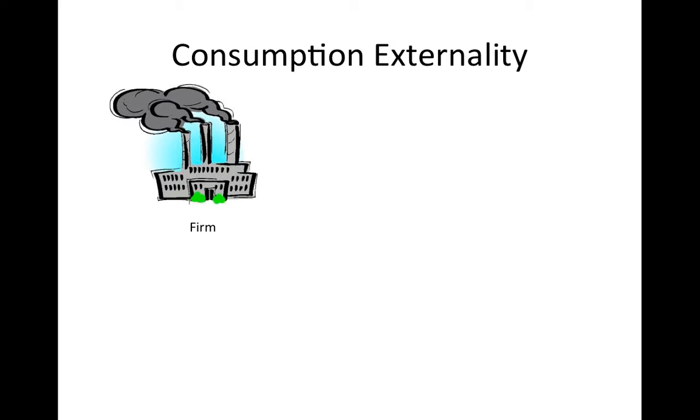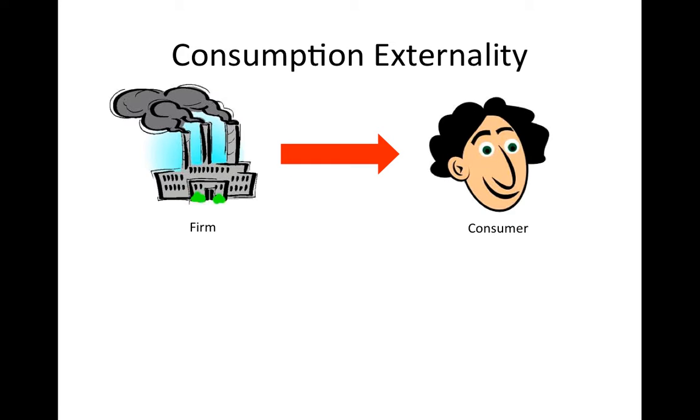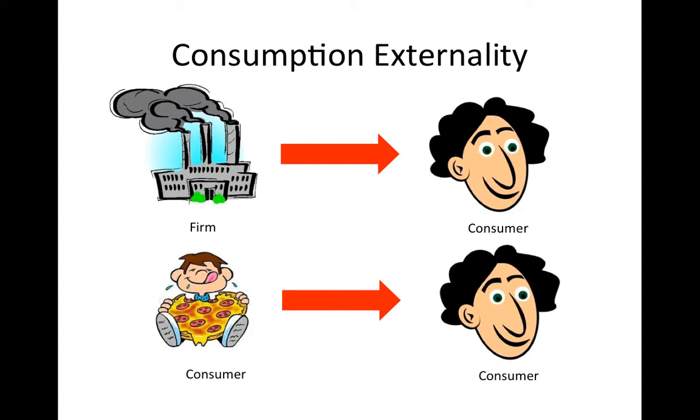One type of externality is a consumption externality. Consumption externalities occur when the activities of some participants in the market affect the utility of others. Consumption externalities can be either firm to consumer or consumer to consumer. The key part of the definition is that in either case, one or more consumers are affected by the market activity. Let's consider some examples of consumption externalities.